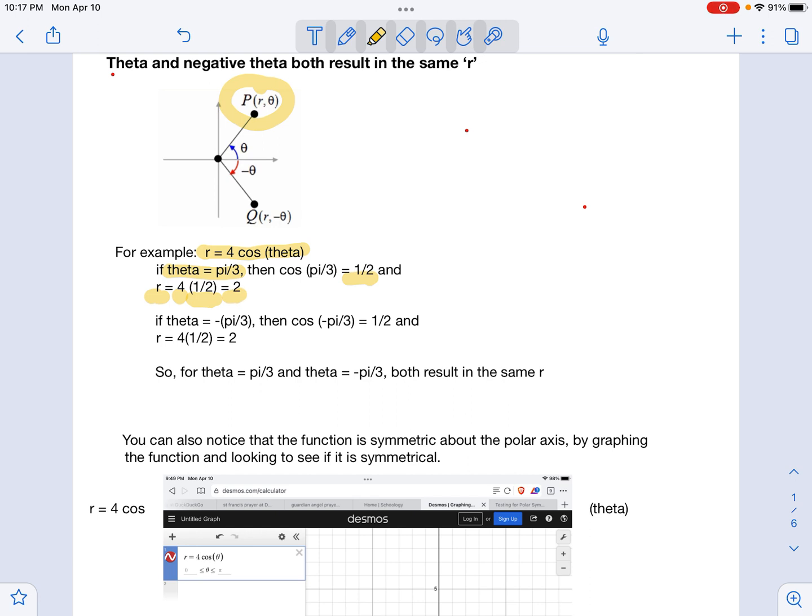Now let's try plugging in negative theta. If theta is negative pi over 3, cosine of negative pi over 3 is still 1/2. Like here, the cosine of that would be 1/2. If we plug that in, 4 times 1/2 is 2. So you can see that in both cases, with theta positive or theta negative, both result in the same r.